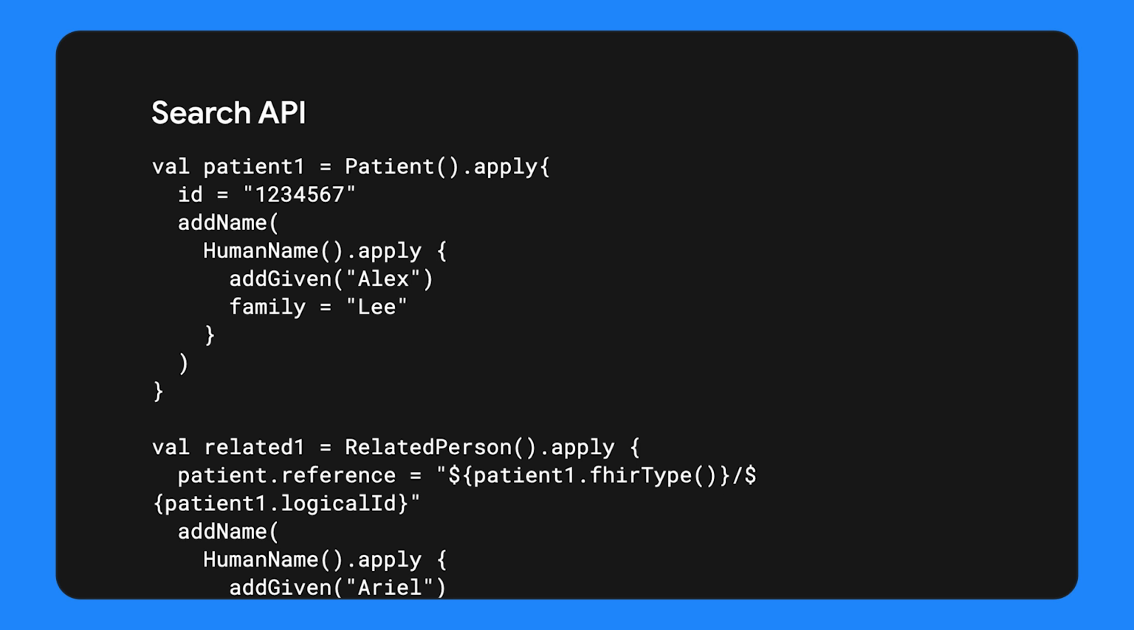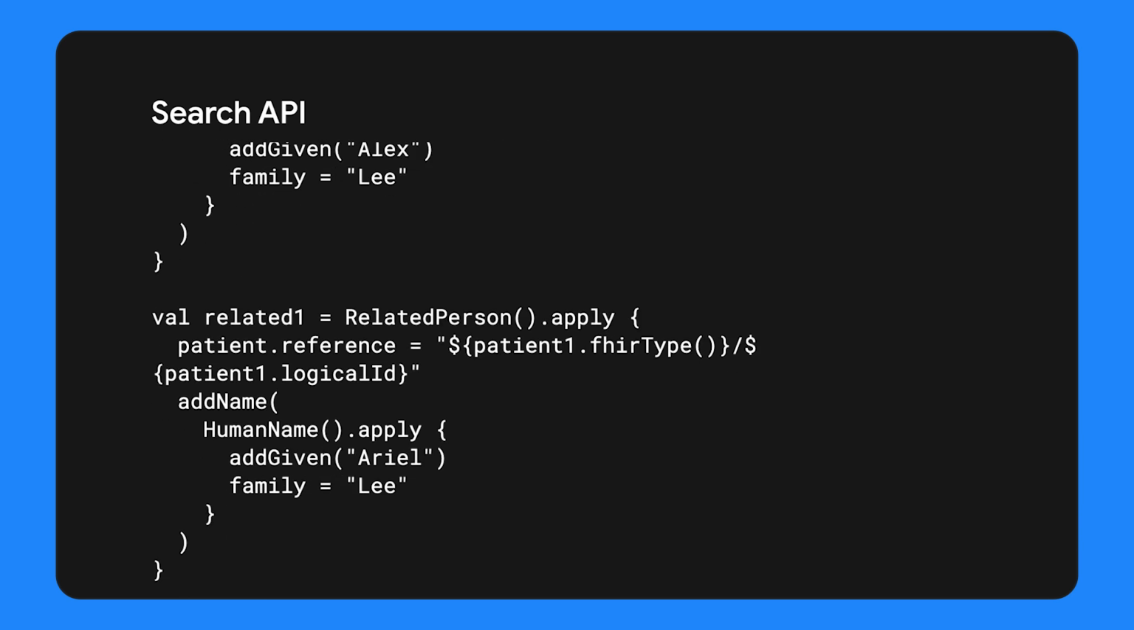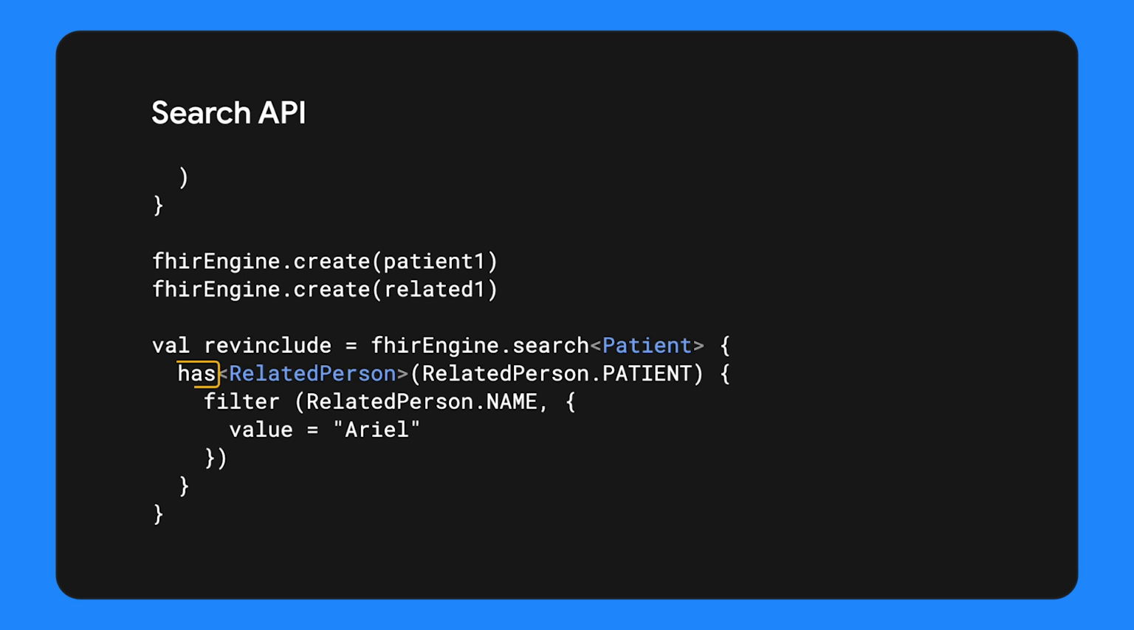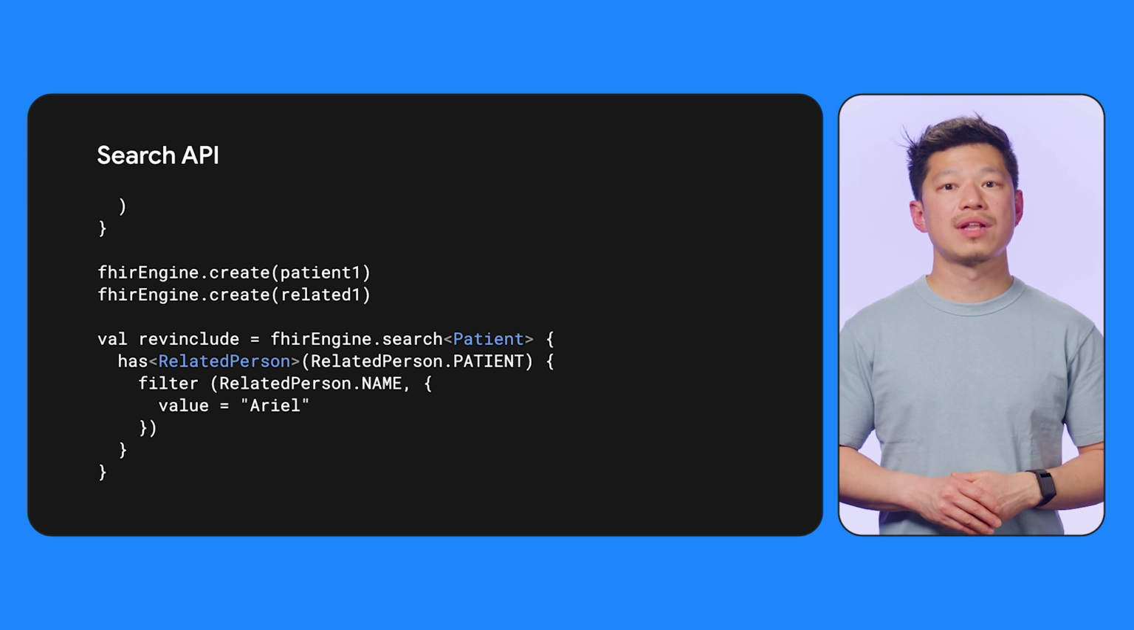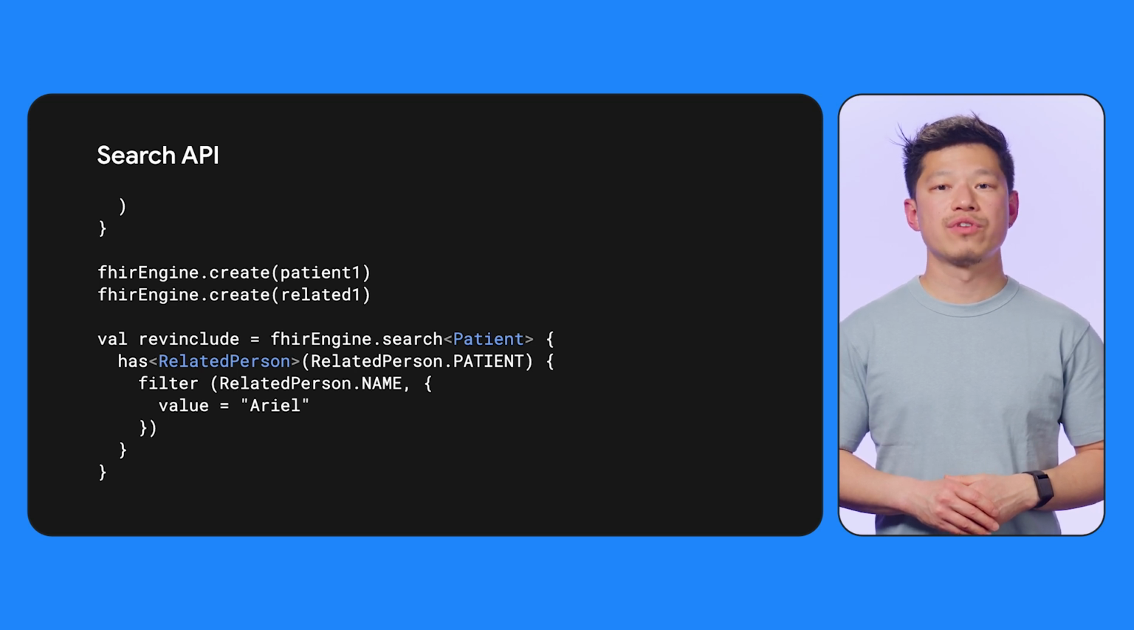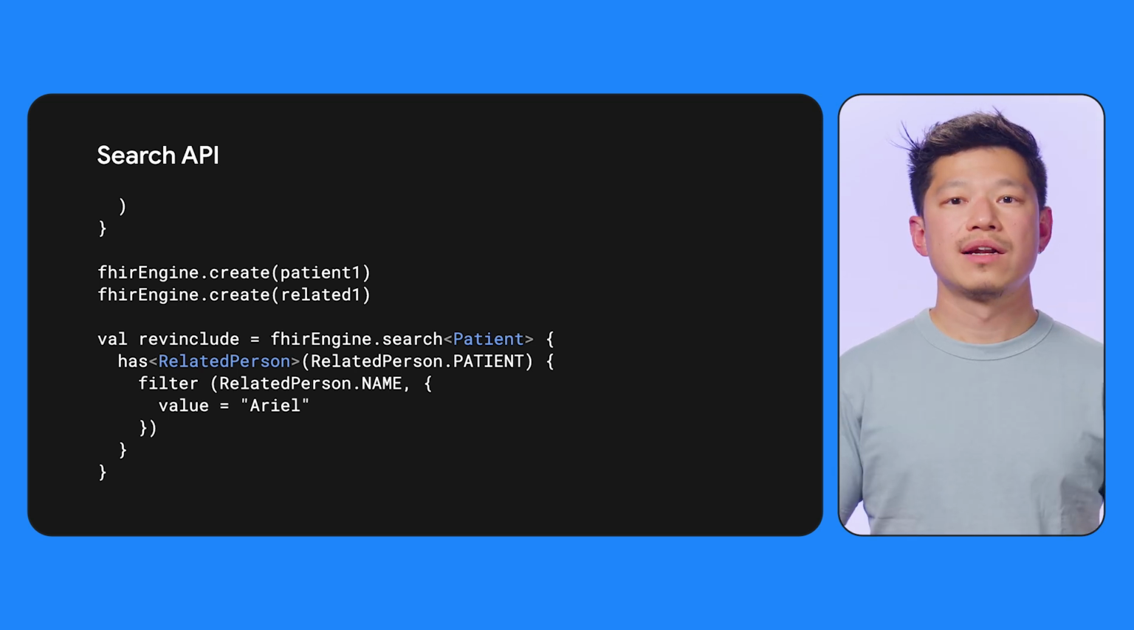The search API also supports forward and reverse include defined in FHIR search. In this example, the has function allows you to search for patients with an observation resource referencing the patient and meeting certain filter criteria. The search API supports a range of different filter types, like partial matching of strings, min or max values on number or less than or greater than filters on dates. Take a look at our API documentation for the full syntax.